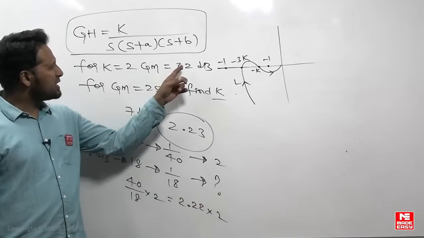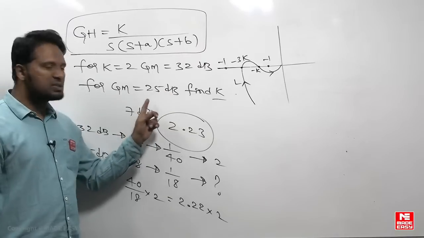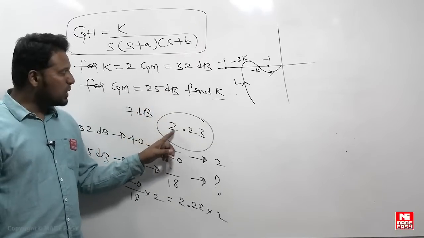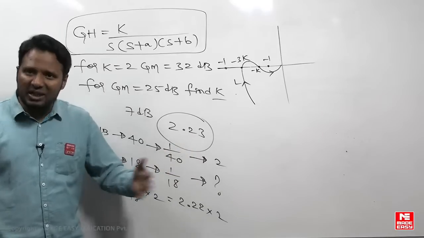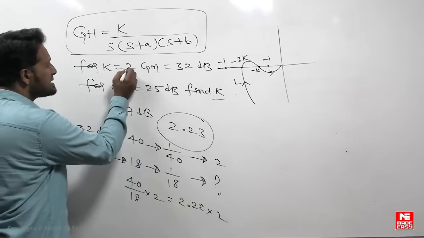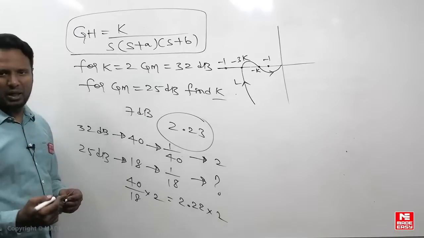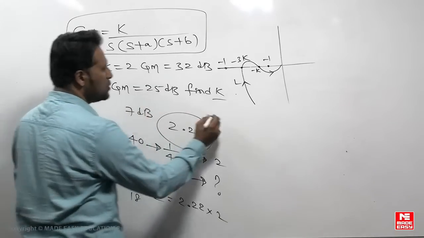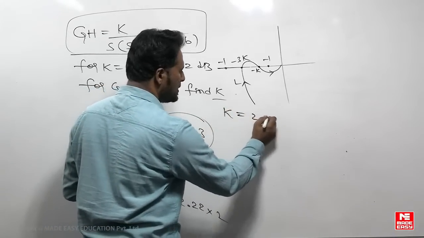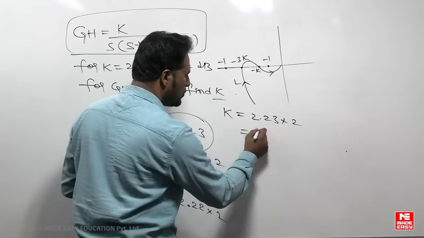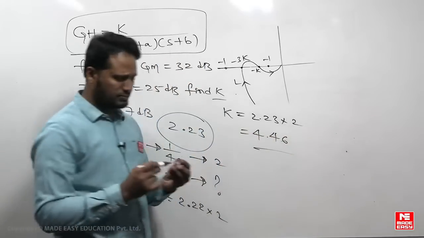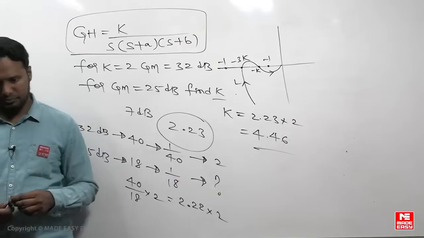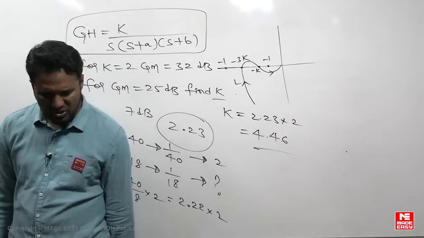So if you want to reduce the gain margin by 7 dB, you have to increase the gain by 7 dB, that is, you have to increase the gain by 2.23 times. You will increase this gain 2.23 times. So what is the new value of K? It is 2.23 into 2, 4.46. Okay.